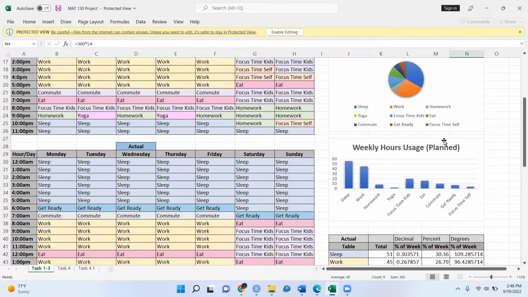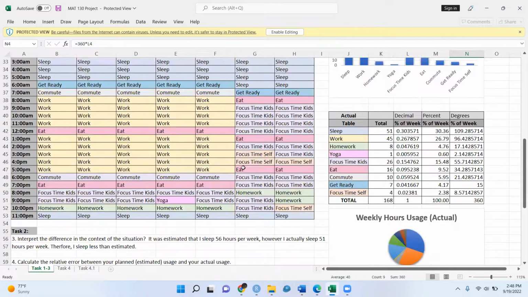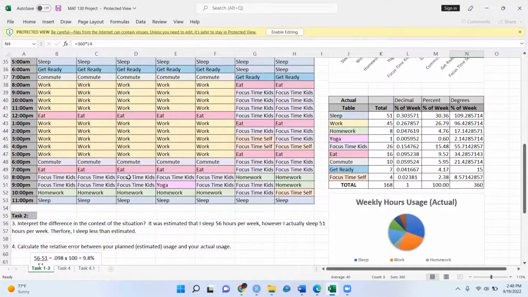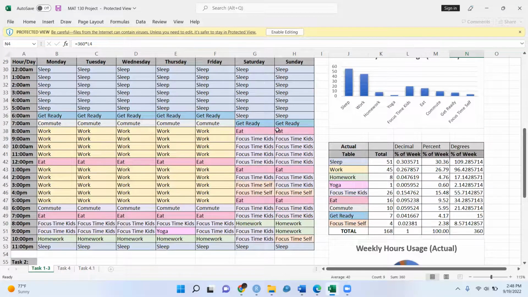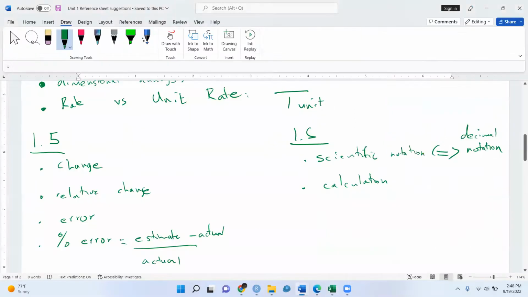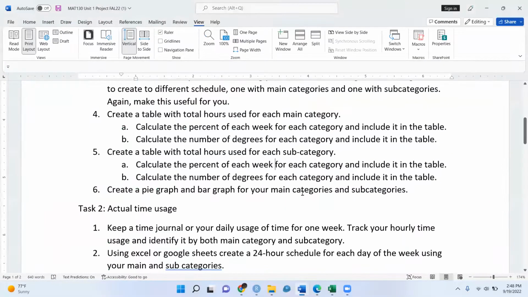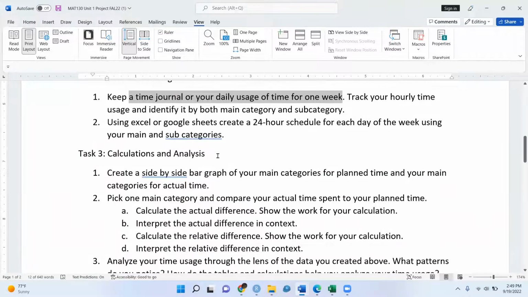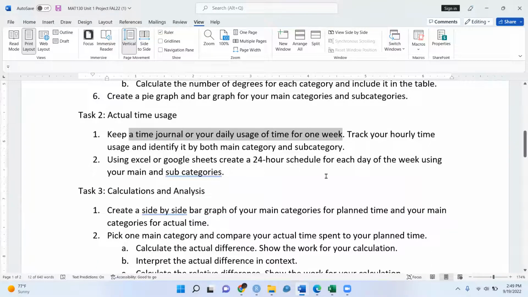Now they did a planned time, and then they tracked themselves for how they actually use their time. I did not ask you to do this. You didn't have to create a thing of how you actually use your time. Your job is to just pick one of the categories and keep a time journal of your usage for 1 week. And then you're just tracking one.